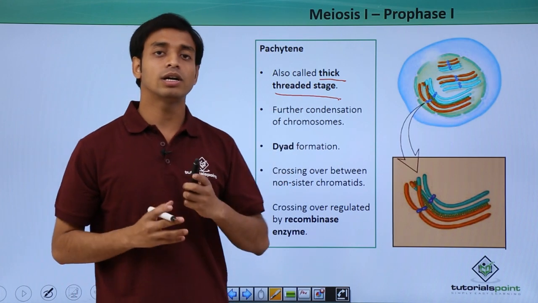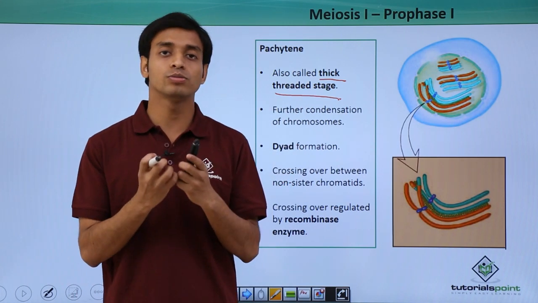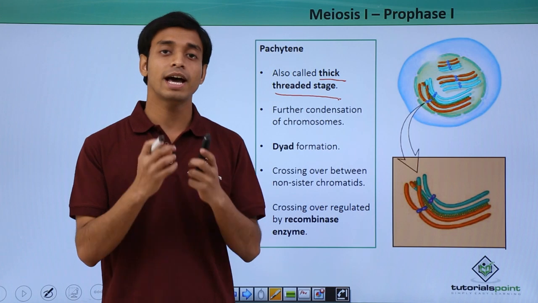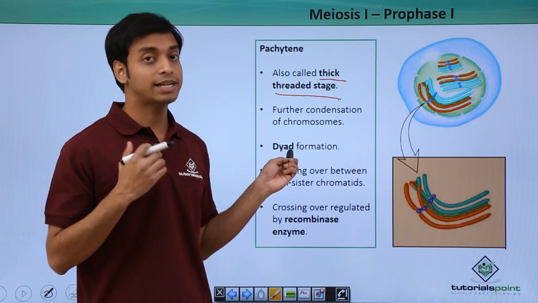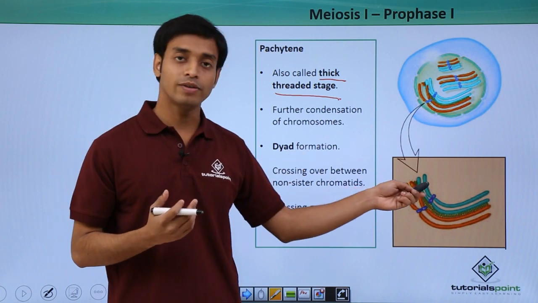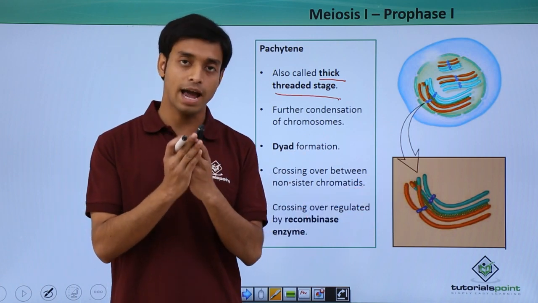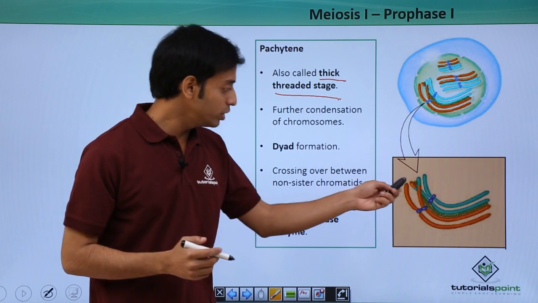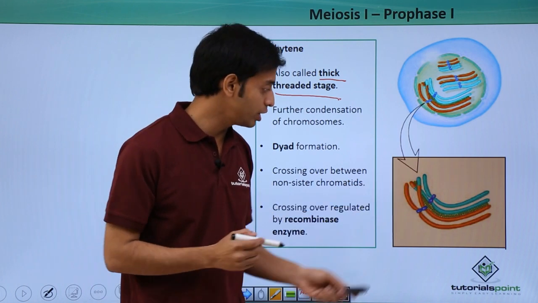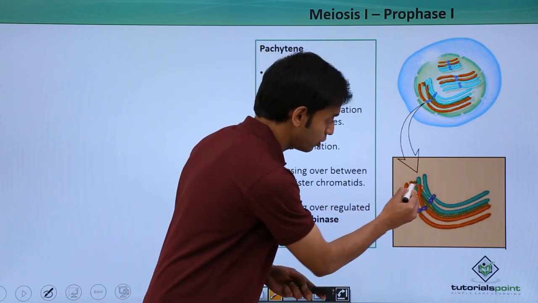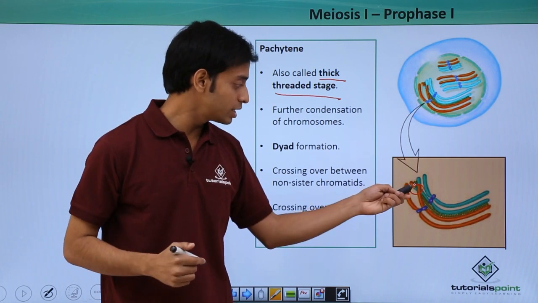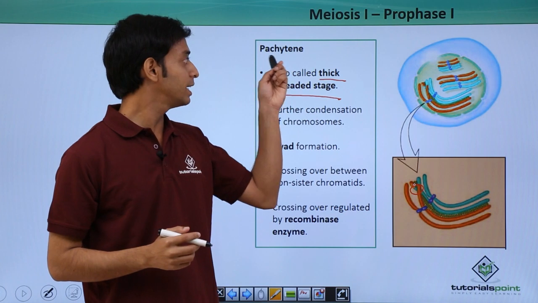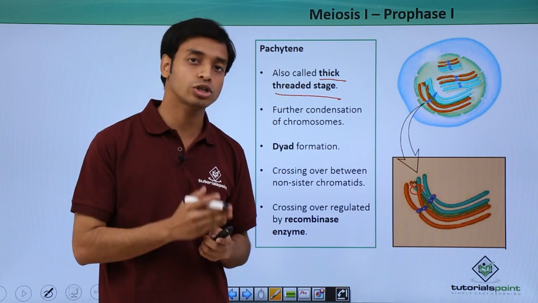In this stage, further condensation of chromosomes happens. The chromosomes condense further through dehydration, and attain a thick thread-like structure. It results in the dyad formation. Now we have already seen that the homologous pairing happened. Now what happens between the non-sister chromatids? As you can see over here, a pairing or crossing over happens. You can see over here that the 2 pairs have crossed over. So this is the important step which happens in the pachytene, which is known as crossing over.